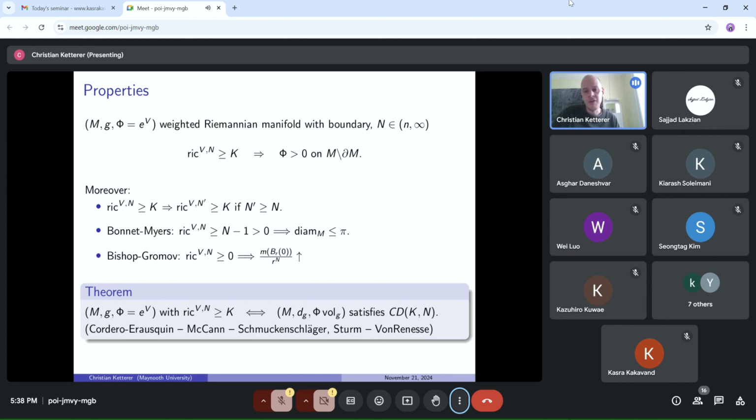Okay, and one final theorem that connects this now again to the curvature dimension condition. So if we have a weighted space with Bakry-Emery N-Ricci curvature bounded from below by K, then the resulting metric measure space is also a CD(K,N) space, and also the other way back. So if we have a smooth metric measure space that satisfies CD(K,N), then it also satisfies Bakry-Emery N-Ricci curvature bounded from below by K. This result is proved by contributions of all of these people that you see here.